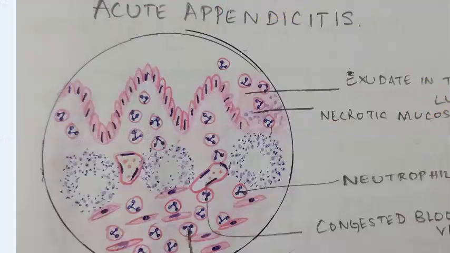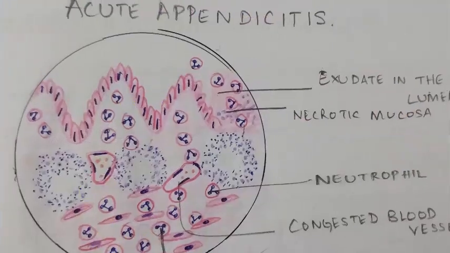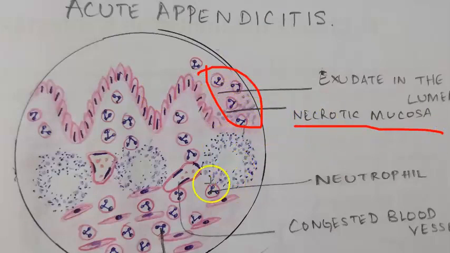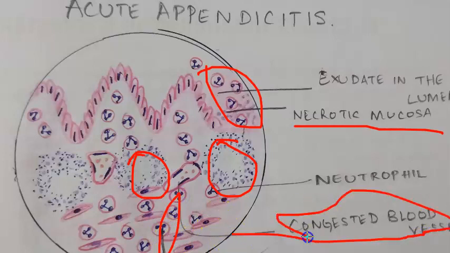Here they are showing that there is exudate in the lumen, full of neutrophils. Remember neutrophils? Lot of neutrophils, necrotic mucosa. Again, they are showing neutrophils inside the layers also, not just in the lumen. Then here you have the lymphoid follicles. Then here you have the transmural neutrophilic infiltration. You have the congested blood vessels. That's what they said, hyperemia, right? So fill it with lot of neutrophils, guys.